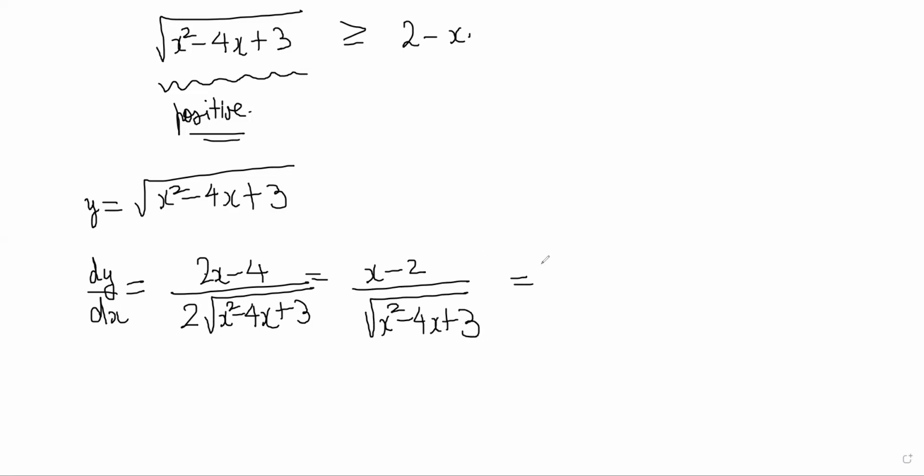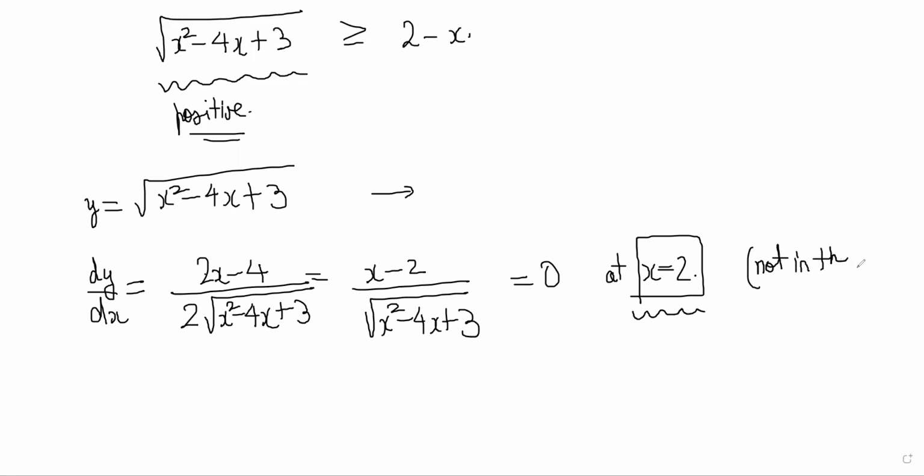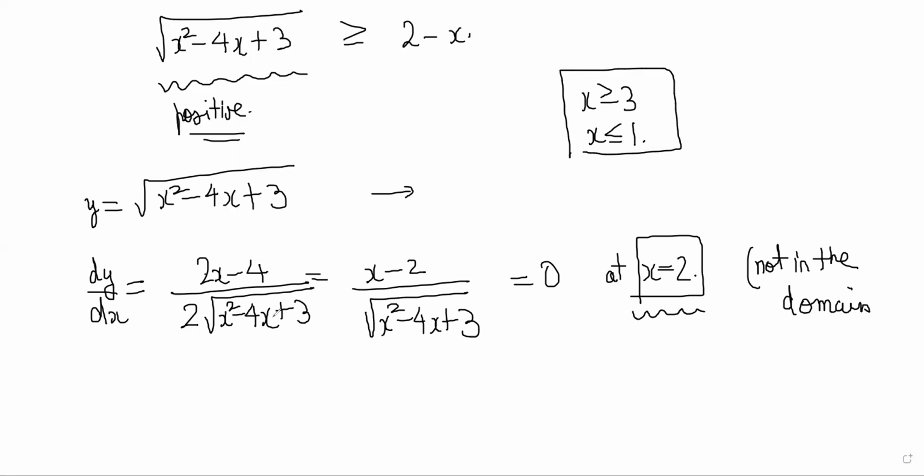And that tells us that the derivative is 0 at x equal to 2. So x equal to 2 is like a maxima or minima point for this function. And if you put x equal to 2, you get 4 minus 8, so minus 4, plus 3. Correct. So x equal to 2 actually is not in the domain, because the domain is x greater than or equal to 3 and x less than or equal to 1. So basically dy by dx is never 0. dy by dx is always positive in the domain.